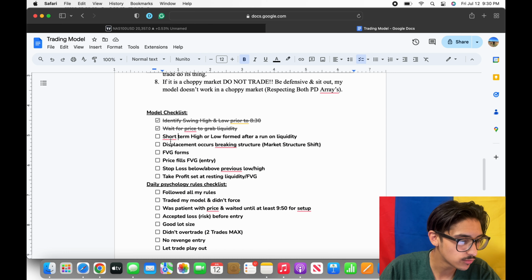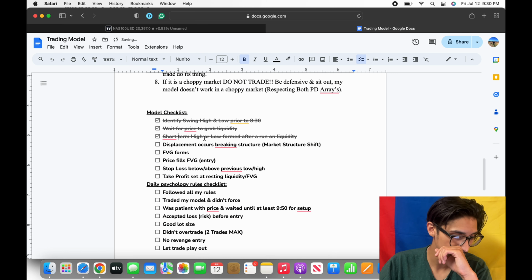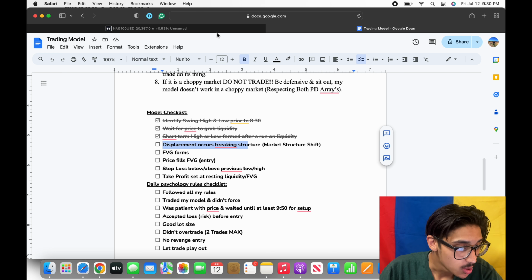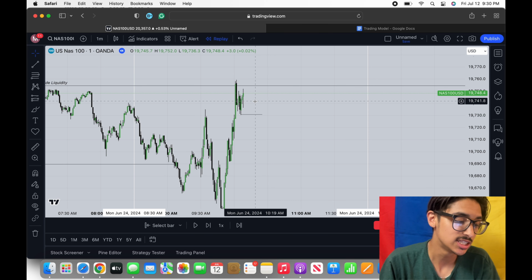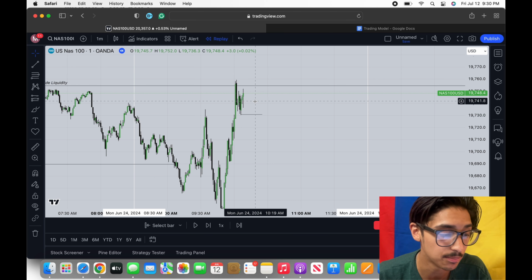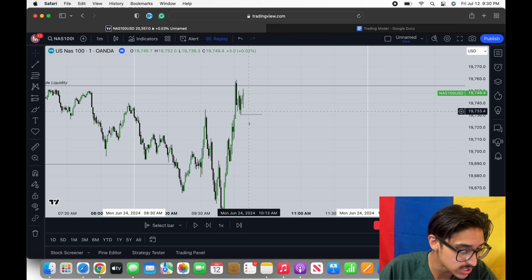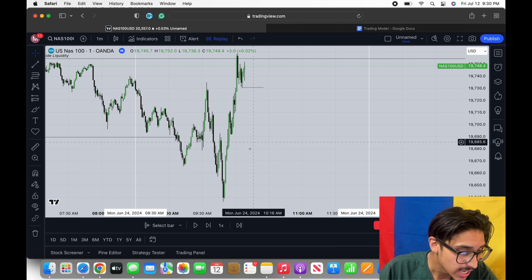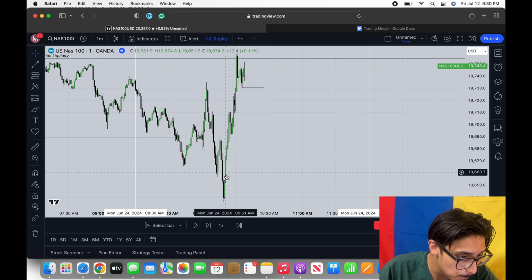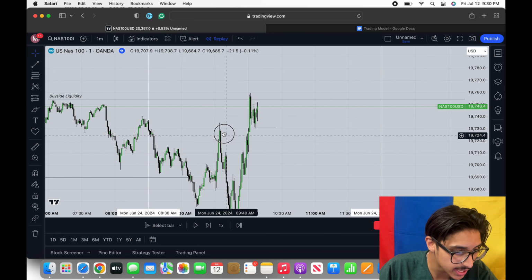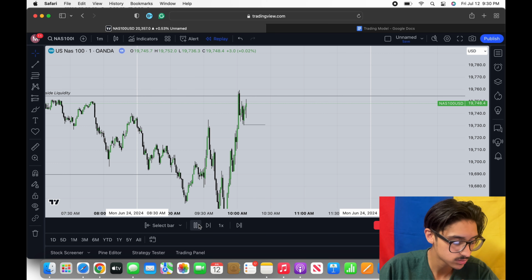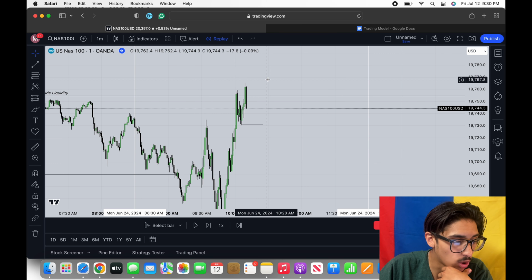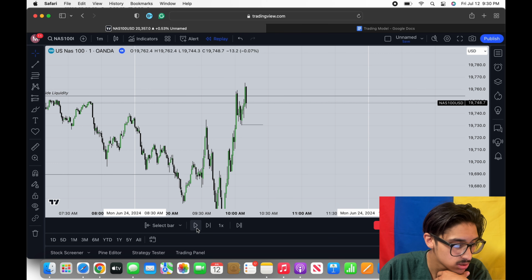What are we looking for price to do? So that's another thing checked off. Then what are we looking for? Displacement occurring, breaking structure. So displacement through this low. And what is displacement? Displacement is basically just an energetic move. It's literally just an energetic move. So it's not one of these little baby candles. It's like a big displacement up, like one of those big candles through that low, right? So then let's play it again. We trade up one more time, taking these stops again.